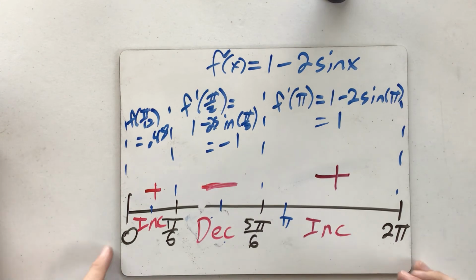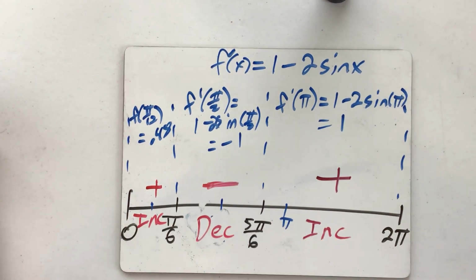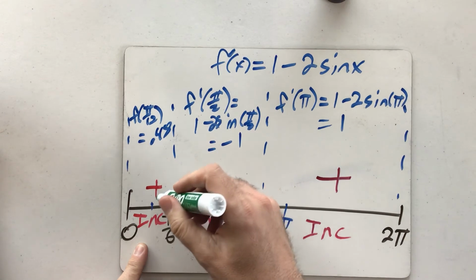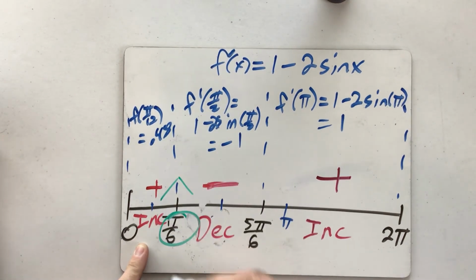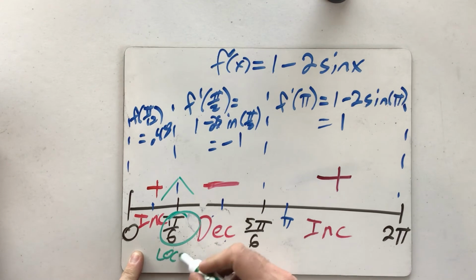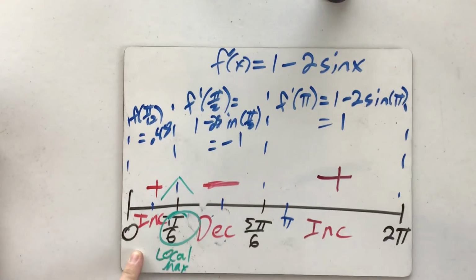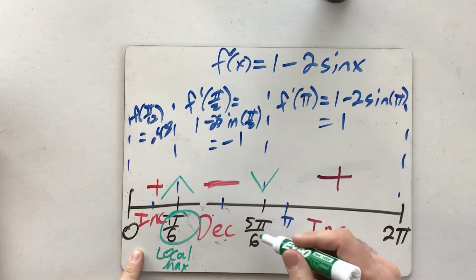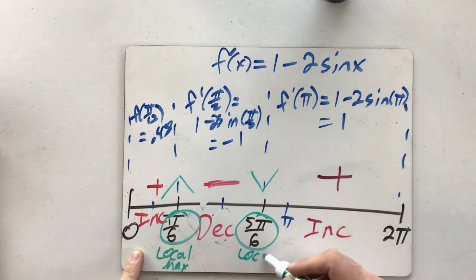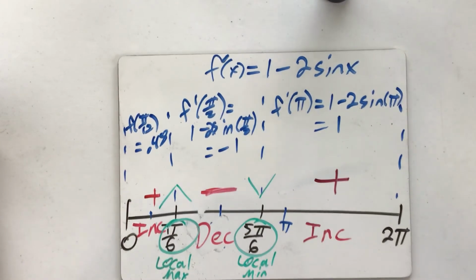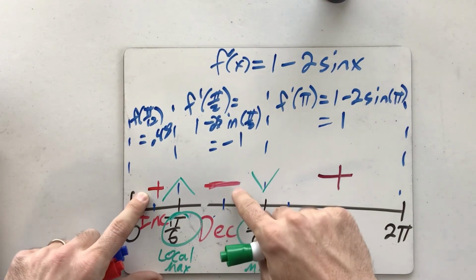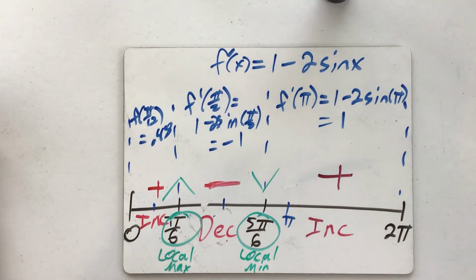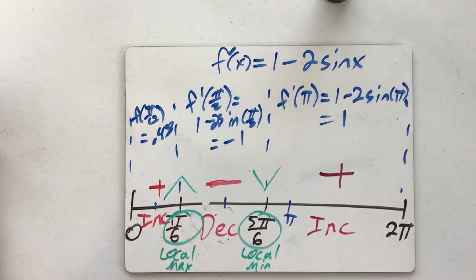We can also see where maximums and minimums are located. Notice here we go from up to down. So what does that mean about this point? This point must be a local max. Similar to this point, we go from down to up, so this point must be a local min. So when we switch from the derivative being positive to negative, we get a local max. When we switch from negative to positive, we get a local min. Okay, now we're ready to try to put all this together and make ourselves a graph.